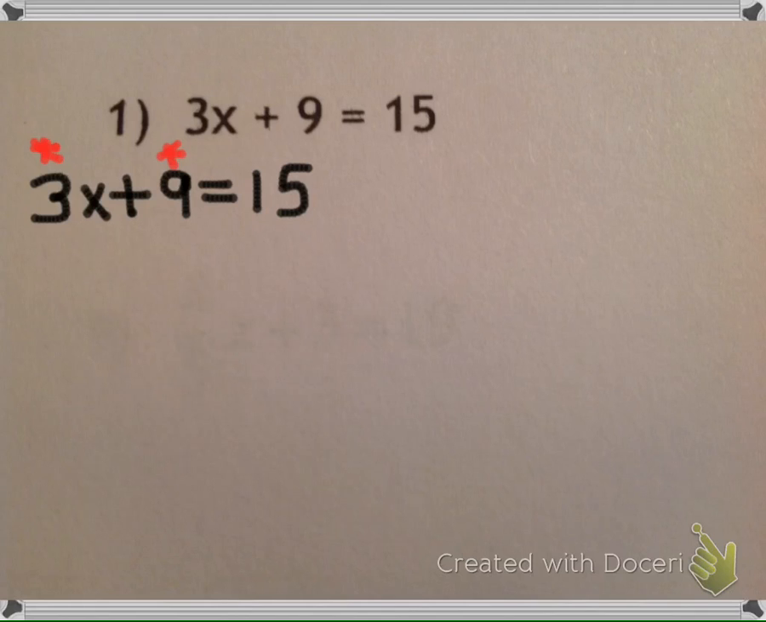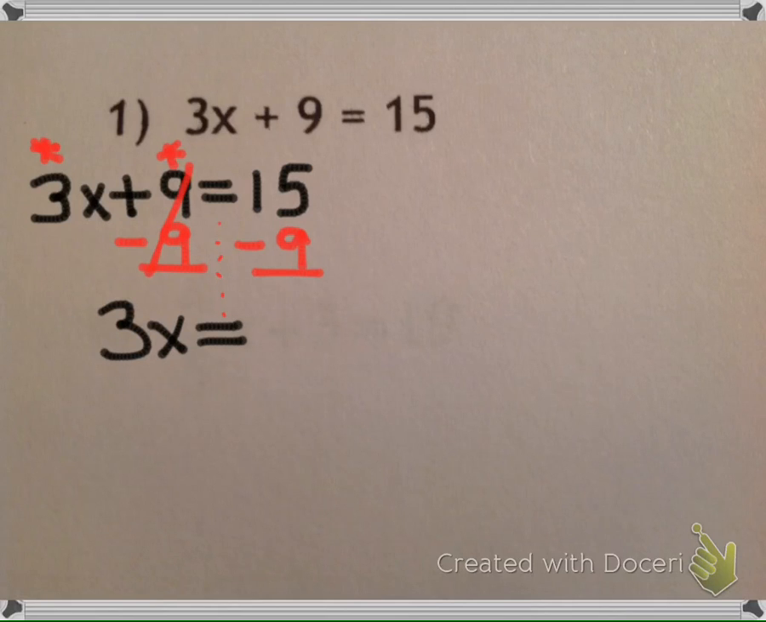So the first thing I'm going to get rid of is the 9. And this is an add 9, so the inverse of addition is subtraction, so I'm going to subtract 9. Whatever I do to one side of the equation, you have to do to the other. 9 minus 9 cancels out, and you're left with 3x on the left-hand side. Bring down your equals. 15 minus 9 is 6.